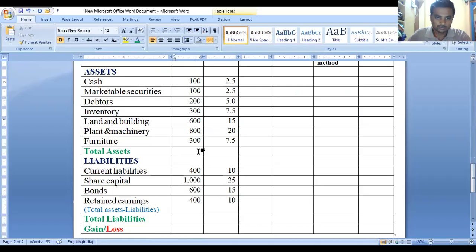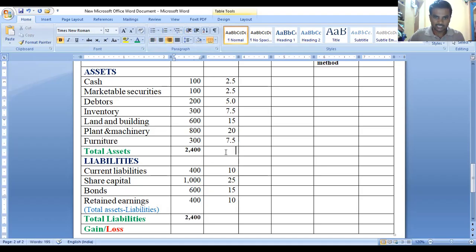Now we need to make a total. So it comes, 100, 100, 200, 400, 700, 1300, here is 2400. So of course there is equal. If you go for total liabilities also, 2400.